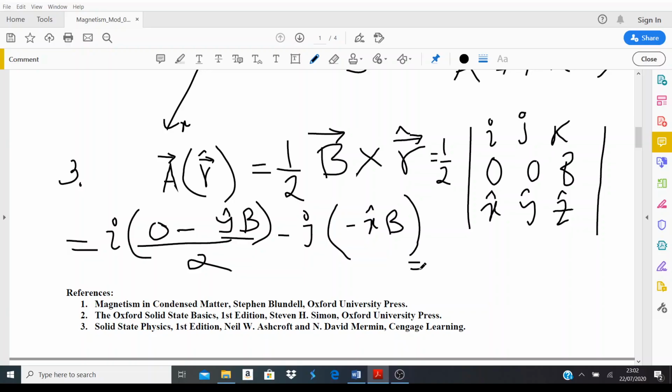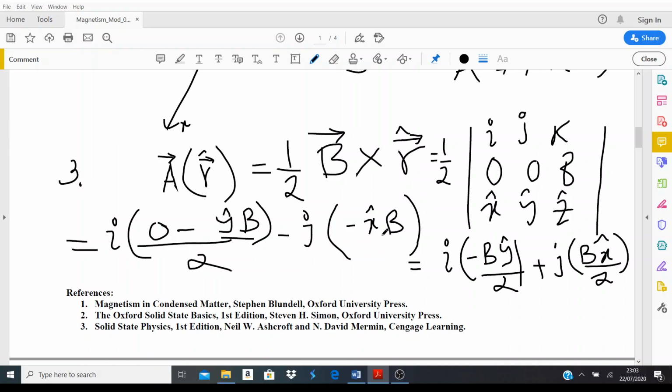So this simplifies to minus by/2 plus the jth component is bx/2, right? Note one thing, that I am interchanging the b and x. So x is an operator, b is just a magnetic value, right? You can interchange them, no problem.